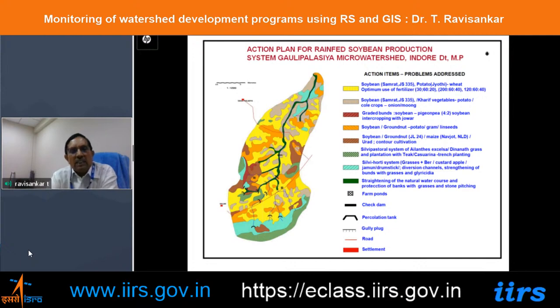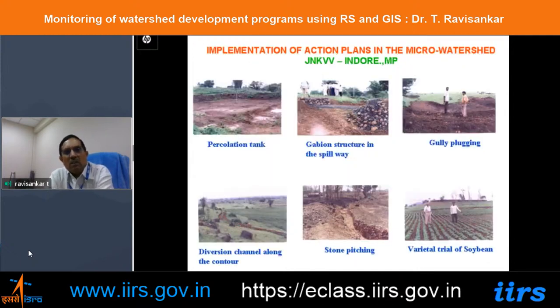And not only that, we went to the field, and with the help of the local community we were able to implement it. ICAR institutes were also involved, and the local soil and water conservation institute in this area, with Indore, JNKVV Indore, and the research people came, and you can see how the various watershed improvement programs have been implemented.